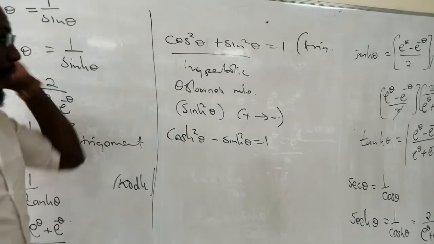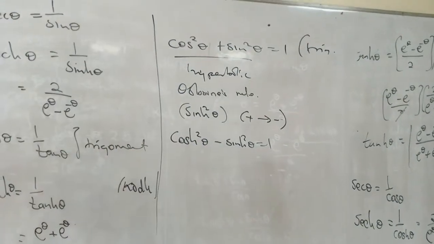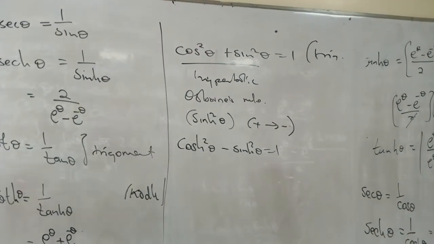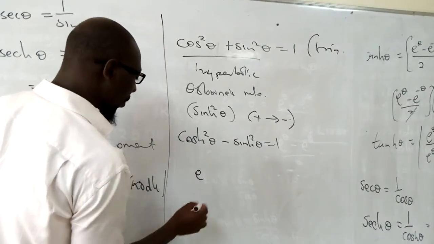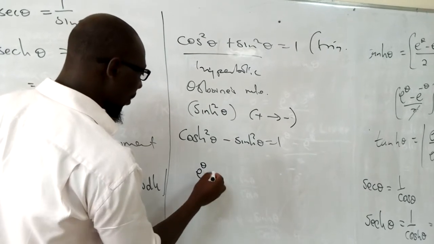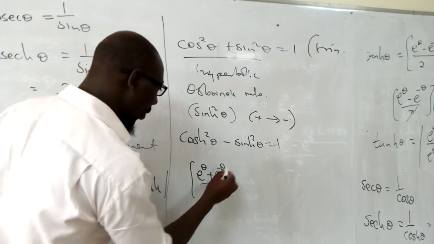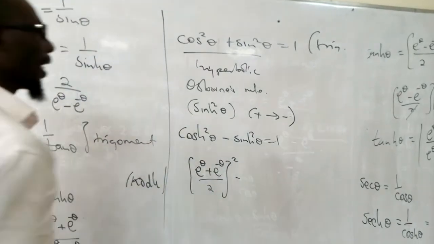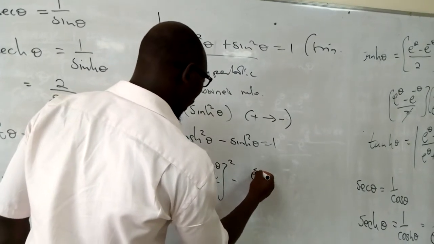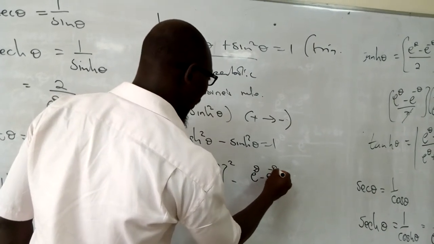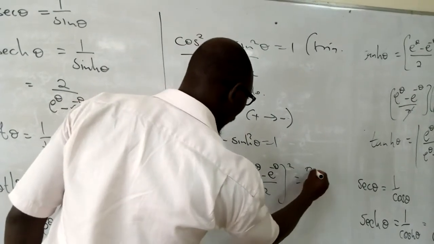Let's prove Osborn's rule now. That is cosh squared theta minus sinh squared theta is equal to 1. Is this one true? Let's see. We know that cosh is exponential of theta plus exponential of negative theta over 2. But it is squared, so we square this one. Then we minus sinh squared, that is exponential of theta minus exponential of negative theta over 2. We also square this.